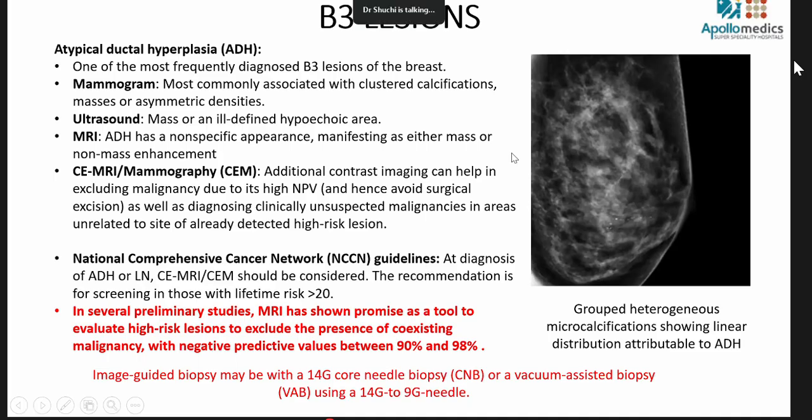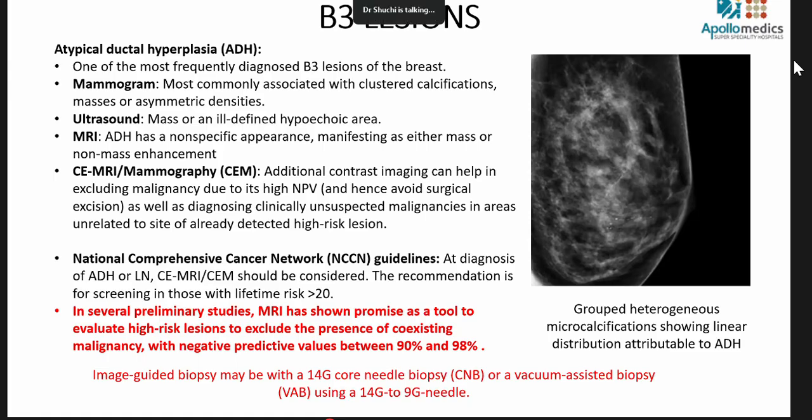So coming to a few of the common ones, that is atypical ductal hyperplasia. One of the most frequently diagnosed B3 lesions. Mammography will have clustered calcifications, ultrasound a mass in a defined area, MRI a non-specific appearance, either mass or non-mass enhancement. Go for a contrast enhanced study. There will be some enhancement. If it gives high negative predictive value, don't go for a biopsy, just do a follow-up. And if you get something abnormal, please do a biopsy in that area. It can also help you diagnose clinically unsuspected malignancies in areas unrelated to the lesion for which you did it prior.